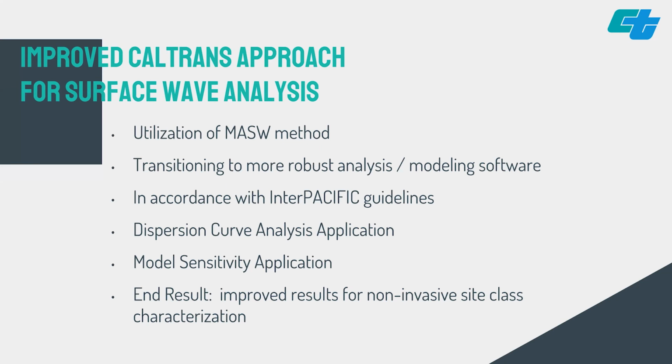Our improved methods of surface wave analysis now include MASW, REMI, and 2D microtremor array methods in our tool belt. We are transitioning from exclusively SeisOpt REMI to GeoGiga Surface Plus, a much more powerful software suite that allows the analysis and modeling of both active and passive surface wave methods. Our methods are designed around and strive to adhere strictly to the best practices laid out in the Inter-Pacific guidelines. We have developed programs that allow us to examine and interact with surface wave data to allow increased accuracy and definition of our velocity models. All of these changes result in improved capabilities for non-invasive site class characterization.